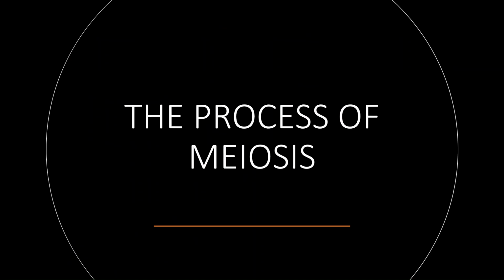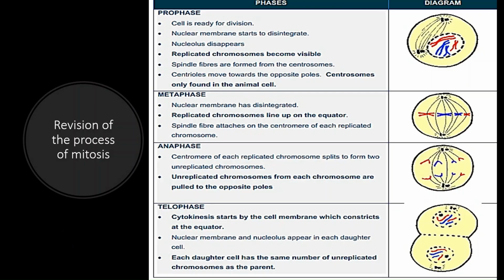Now let's move on to the process of meiosis. You are required to revise the process of mitosis from grade 10. You may take a few minutes, or you can freeze the screen and go through the process and remind yourself of the phases from grade 10. Remember, there are four phases of mitosis: prophase, metaphase, anaphase, and telophase. Take your time and read through the events under each phase, and then continue watching the presentation.